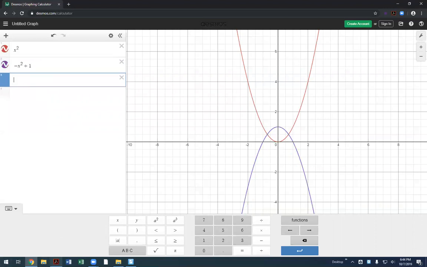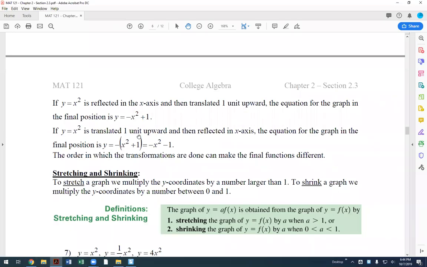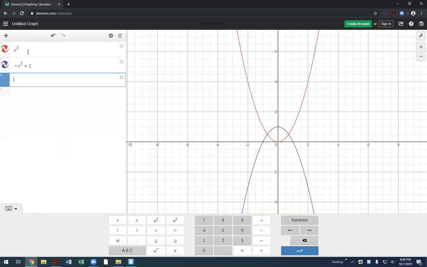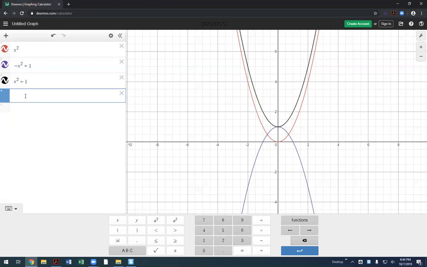Now for that second one, we were talking about translating it upwards by 1 unit first and then doing a reflection. So what does this one end up looking like? Again, keeping the red graph as our base, let's start by moving it upwards. So that's the black graph. We took the red graph and moved it 1 unit upward. Now let's reflect this one. If I'm reflecting it, I'm going to put a negative in front of it.